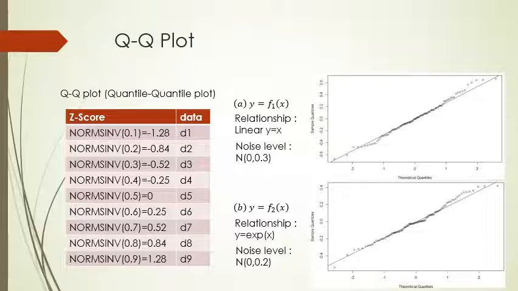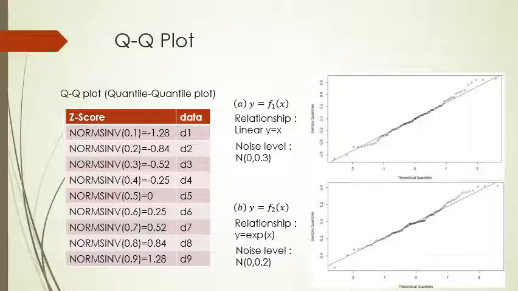Evenly divide the distribution into n plus 1 areas. Since the sample size is 9, here we evenly divide the distribution into 10 areas and calculate the z-scores for each segment. For example, the first segment has an area of 10% and the z-score is minus 1.28. Use the z-score as the x-axis and the data as the y-axis. We have a QQ plot. The sorted data are compared with the ideal straight line to detect the non-normality.